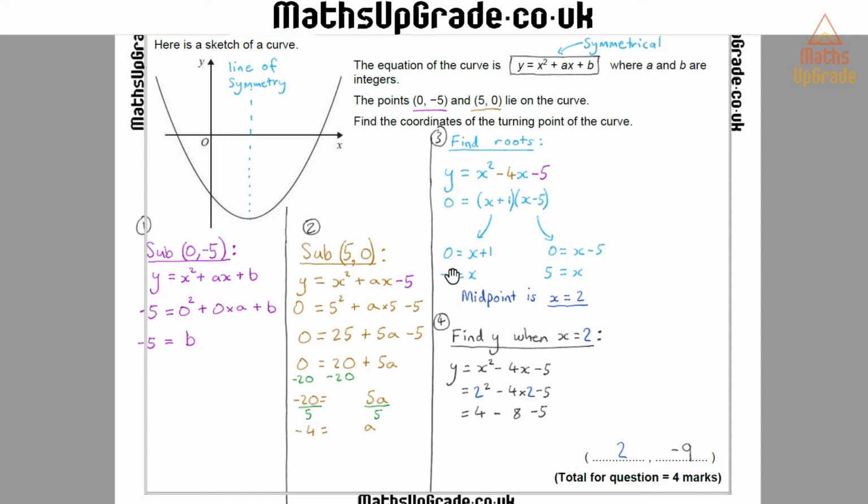Okay? The difference between these is 6. The midpoint is going to be halfway between them, which is 2. So the line of symmetry here is where x equals 2. I still need to find the value of y. That's the coordinates of the turning point. So when x equals 2, y equals 2 squared minus 4 times 2 minus 5, which is 4 minus 8 minus 5, which is -9. So the coordinates of the turning point are x equals 2, y equals -9.